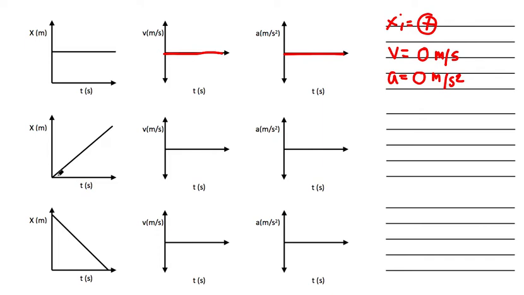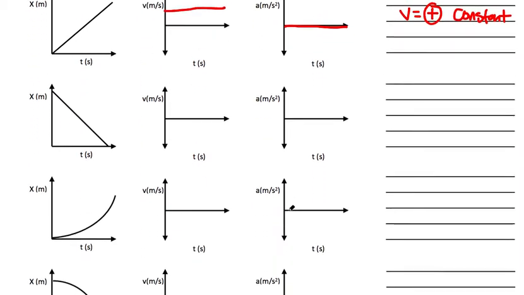All right, how about this one? Well, we have an initial position of zero, so you can write that here. And our slope is constant and positive. So we have a constant positive velocity. Now remember, here, let me write this real quick before I say anything else. The only way we can have acceleration is if our velocity is changing, because remember, the definition of acceleration is a changing velocity, or the rate at which velocity is changing. So if we have a constant velocity, we cannot have acceleration.